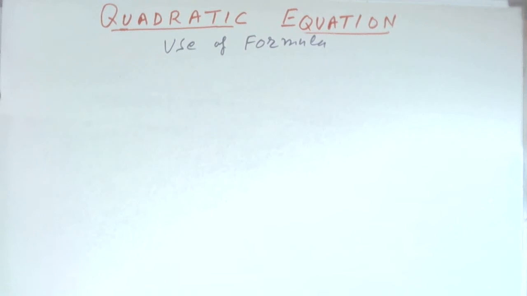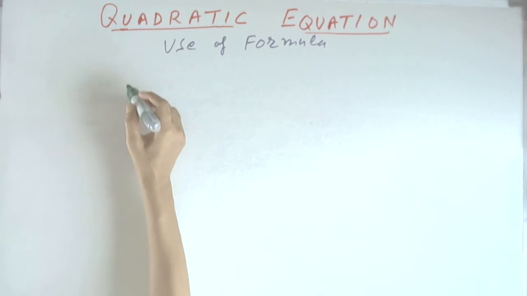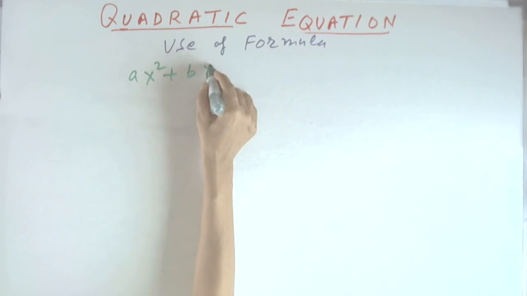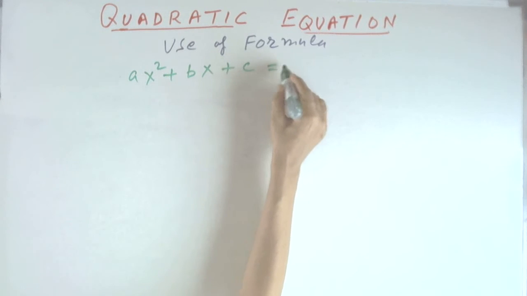In this video, we will continue our learning of quadratic equations, and we will see specifically how to apply the formula to solve the quadratic equation. As we have learned earlier, a quadratic equation is written in the standard form as ax square plus bx plus c equal to 0.